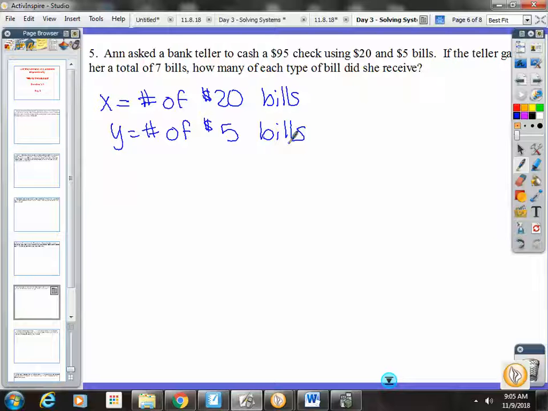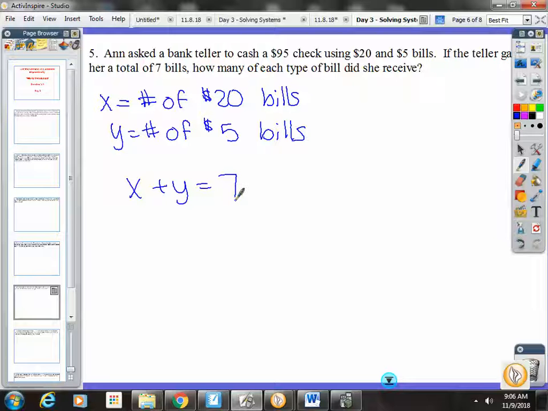So if she gave her a check for $95 to cash, some were 20s and some were 5s. Let's write an equation with that information. Kinsey, got it? Okay, so you took it a different way, which will work. X plus y equals 7. We know that teller gave her back 7 bills, excuse me. Some of them are 20s, some of them are 5s, there's a total of 7.